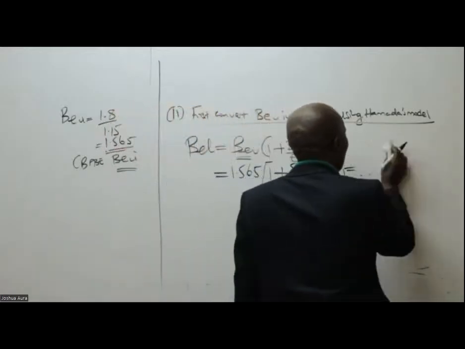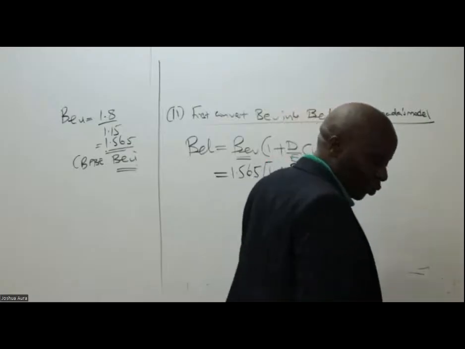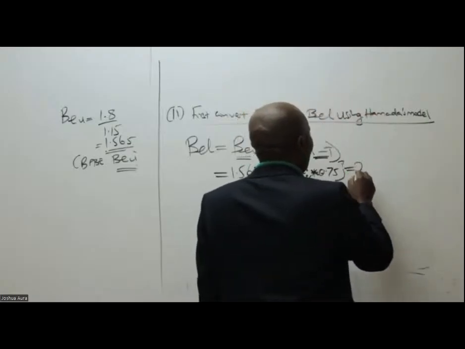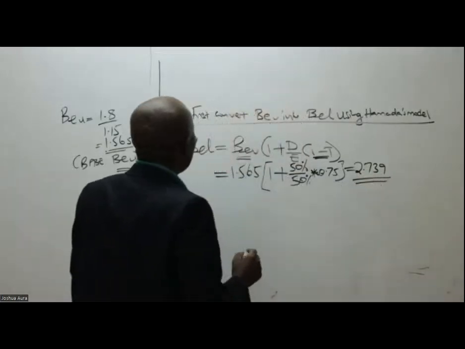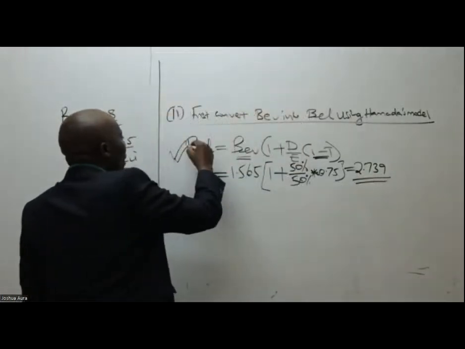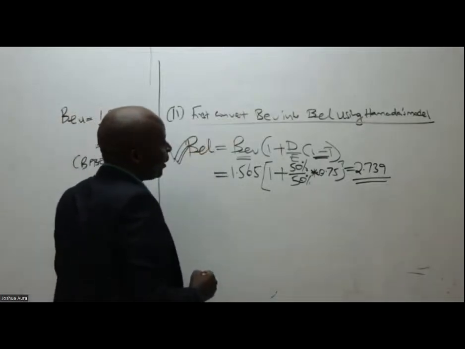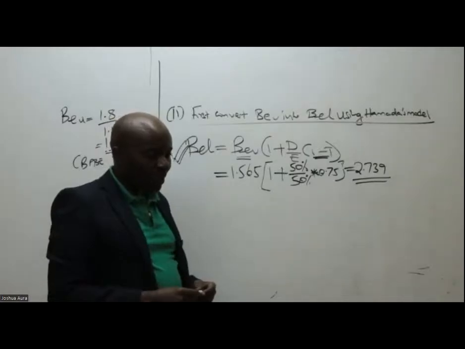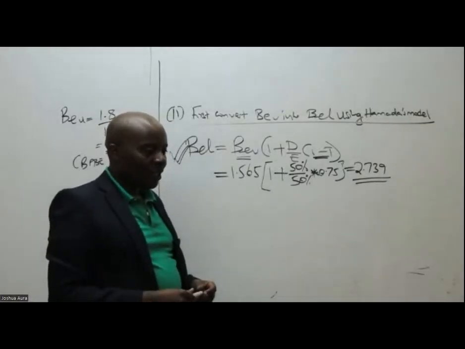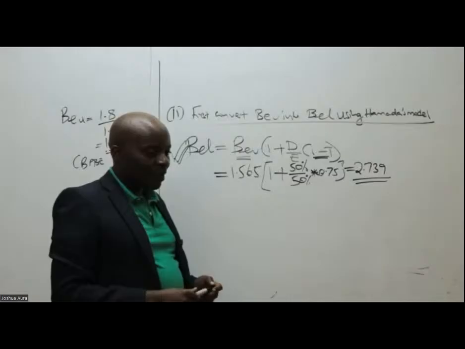2.739. So this is 2.739. Now, having gotten this BEL, having worked this out with Hamada's model, what do you think will be the next step? Naomi is getting quite a different answer.